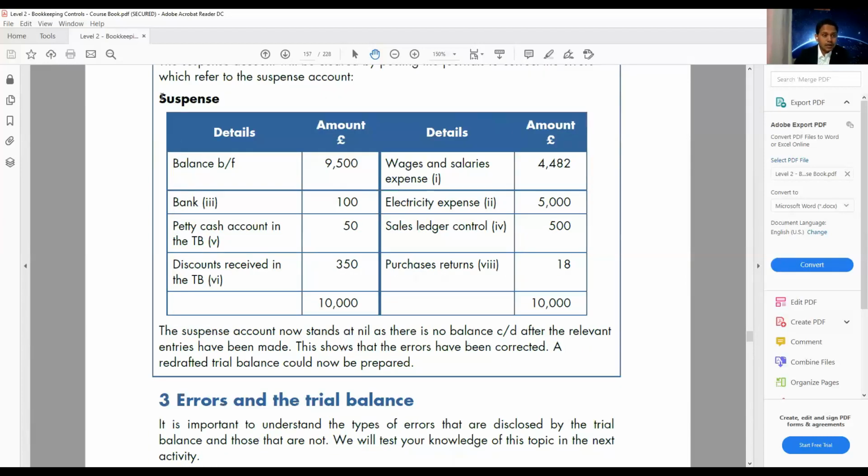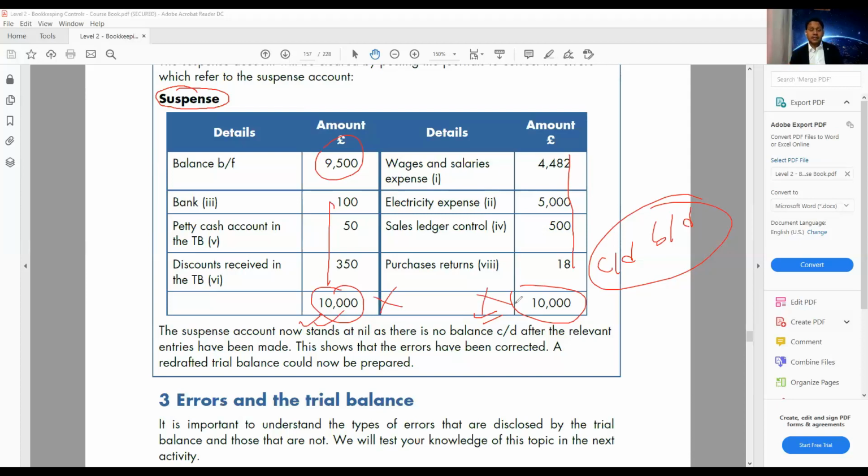On the suspense account, the opening balance at the beginning, the difference was 9,500. And after that, I found all these errors, all these mistakes, and now it is 10,000 on both sides. Remember, the suspense account will not have a balance carried down or brought down. When you prepare the suspense account, you need to remember that both sides will always be equal, and there will be no balance carried down or brought down. Once it is equal on both sides, it will vanish. So the suspense account debit side and credit side have to be equal. There cannot be any balance, so no balance carried forward for the suspense account.